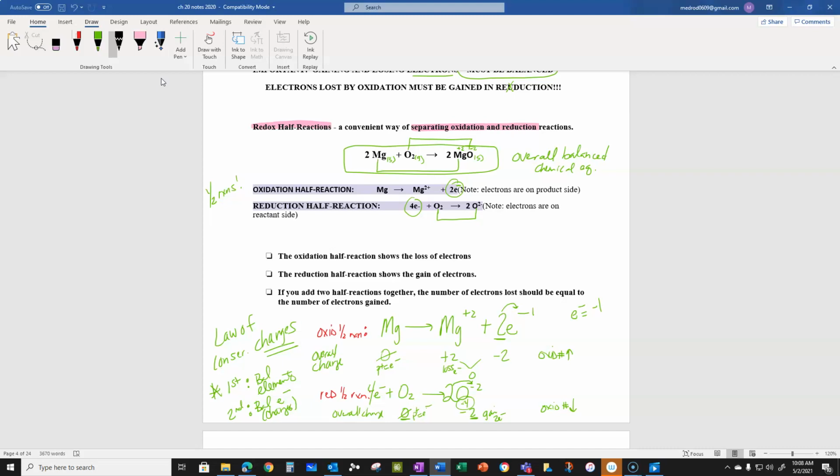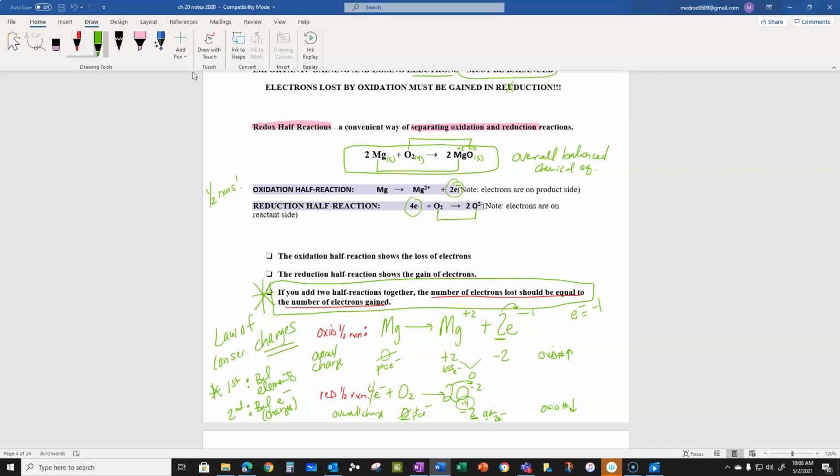And you're like, I got it, Rodriguez, but give me some more examples. You know I will. The oxidation number shows the loss of electrons. Reduction half reaction shows the electrons that are gained. But here's where it comes together. Put a star on it, box that bad boy, heck, even highlight it. If you add 2 half reactions together, the law says that the number of electrons lost has to equal the number of electrons gained. I don't see in my overall balanced equation any electrons.